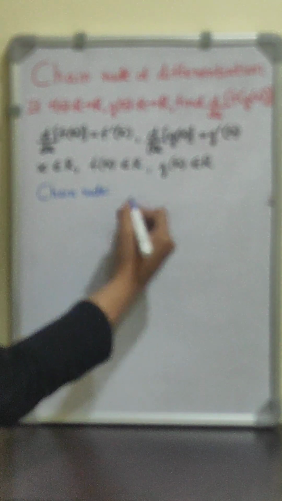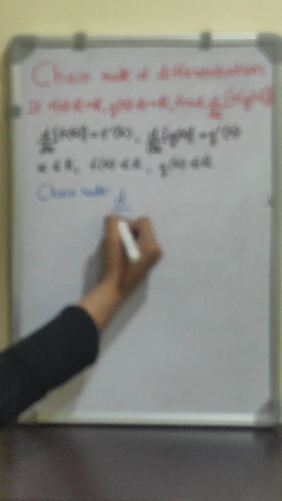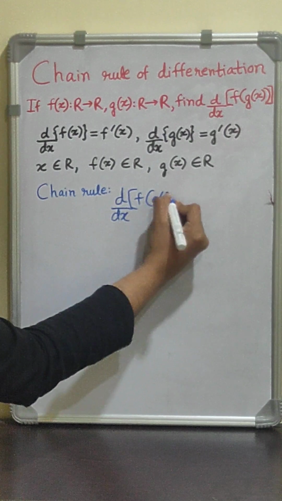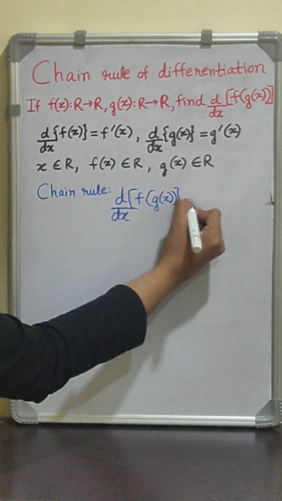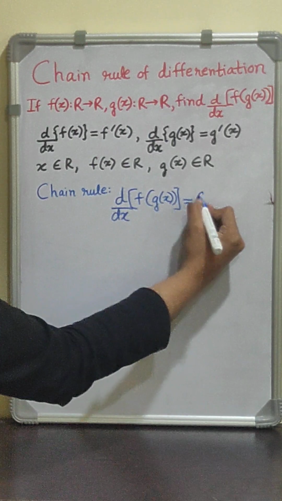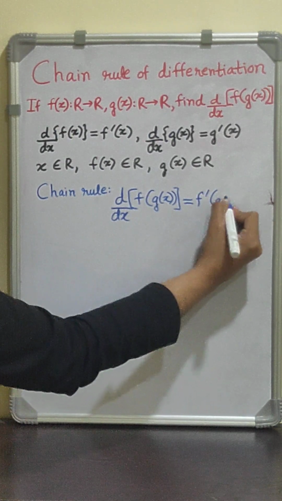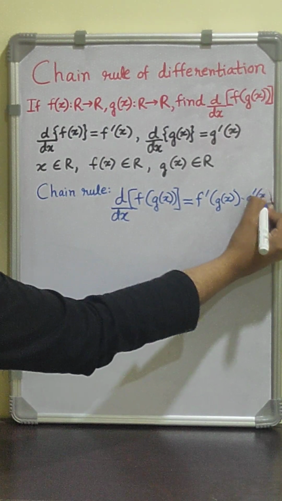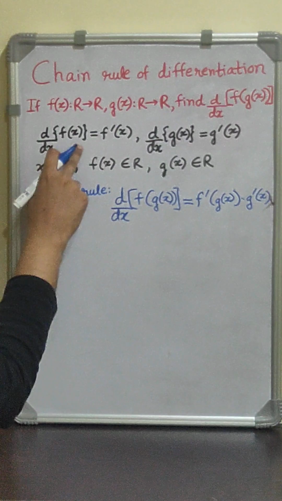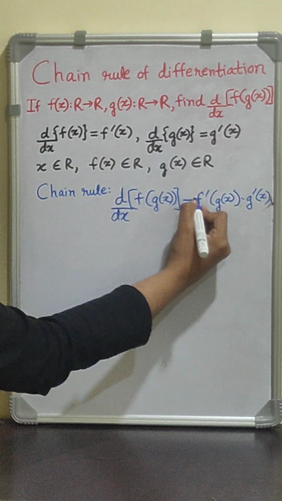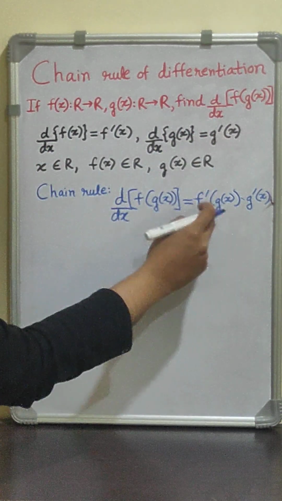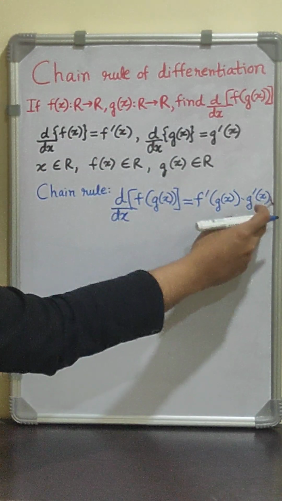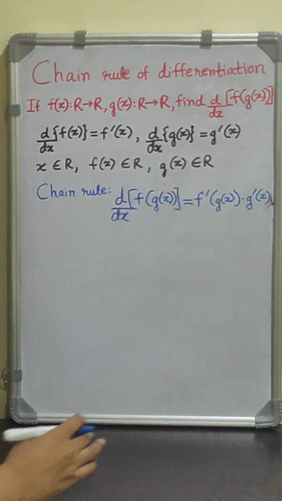The chain rule states that the first derivative of f of g of x is equal to f prime of g of x multiplied by g prime of x. What are the primes? The primes are just the first derivatives of f and g, but it's interesting to note that this is f prime of g of x, not f prime of x, and this is just g prime of x.